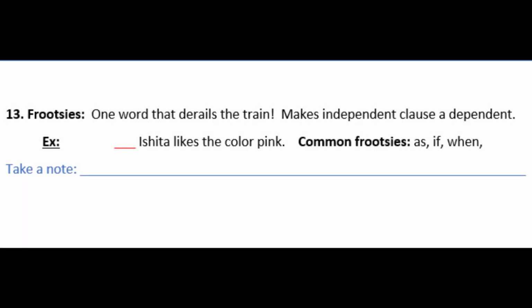Fruitsies, fruitsies, fruitsies. Kids, do you remember this crazy movie? Fruitsies and the Derailed Train Conundrum. What? What the heck is that?